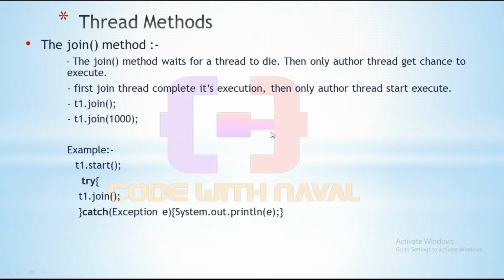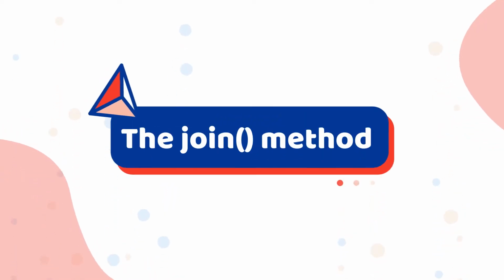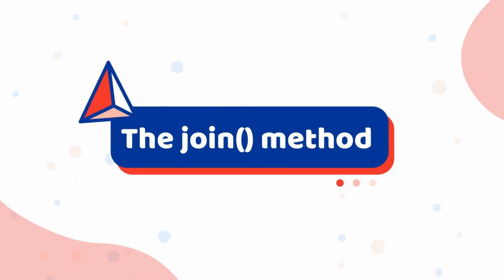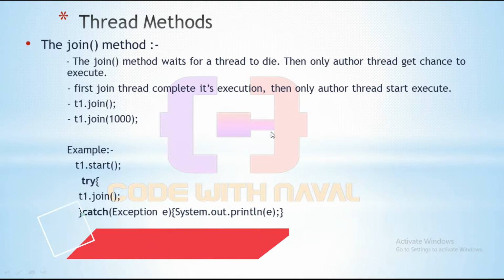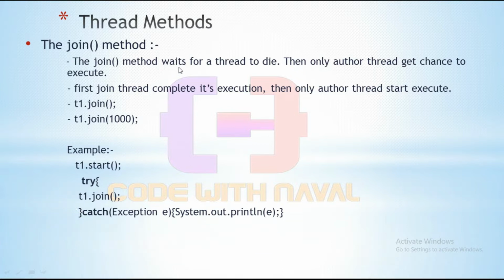In the last video we saw thread scheduler and thread priority. In this video we are going to discuss the join method. So let's first understand what is the use of the join method and where exactly we use it. The join method waits for a thread to die. Then only another thread gets a chance to execute. First the joined thread completes its execution, then only the other thread starts executing.